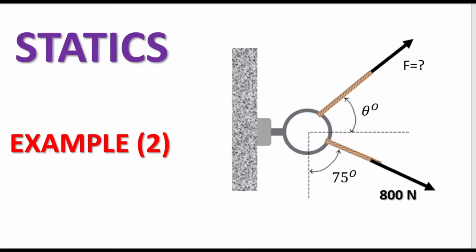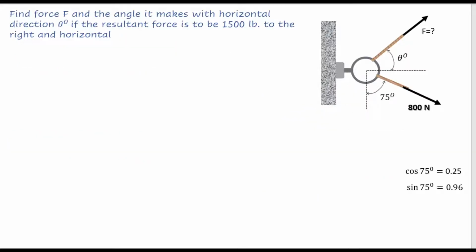Let's solve another example. Example number 2. We have this configuration: find force F and the angle it makes with the horizontal direction theta, if the resultant force is to be 1,500 pounds to the right and horizontal. So we have a force horizontal and toward right, that is the resultant of these two forces F and 800 Newton. But we don't know how much is F, and we would like to find it.